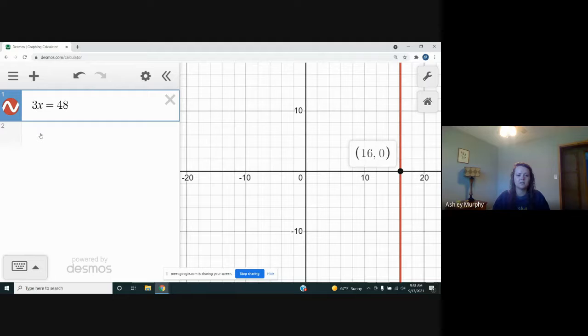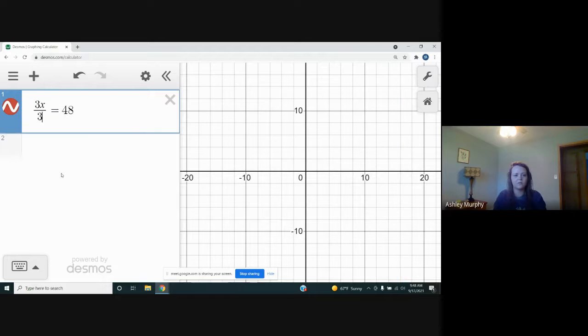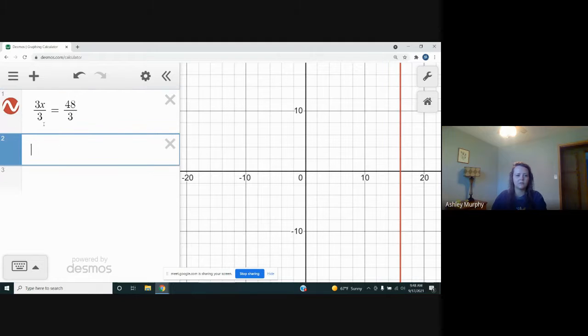Lastly, this is kind of going to revert back to the previous problem we did. So we're going to divide 3 on both sides. And when we do that, 3 divided by 3 is 1. So 1x equals 16. That's our final answer, guys.